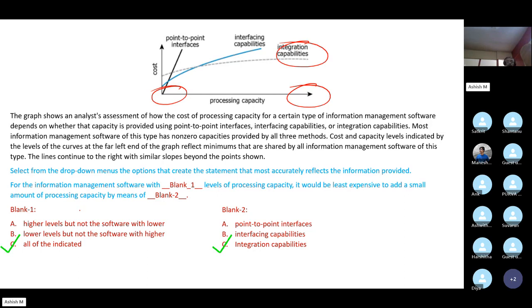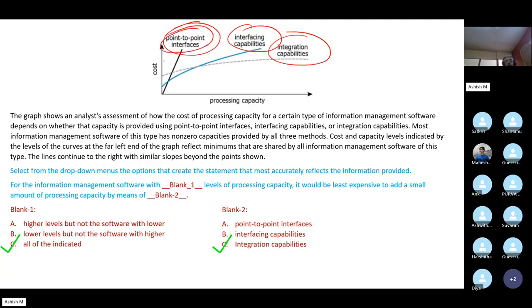All right. Now, please make sure that what the question is not asking is that if one of these options is chosen to provide zero processing capacity, then which one is the cheapest? For zero processing capacity, obviously point-to-point interfaces is the cheapest because it's zero. That's not what the question is asking, however.